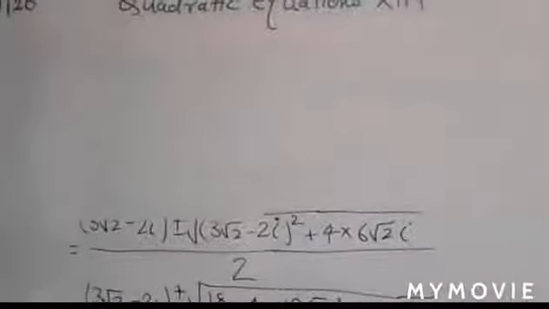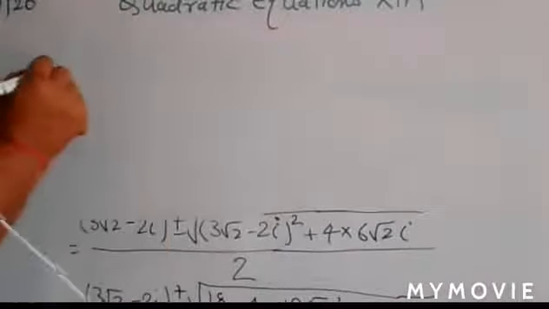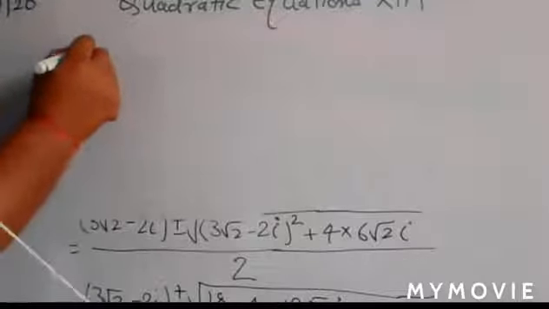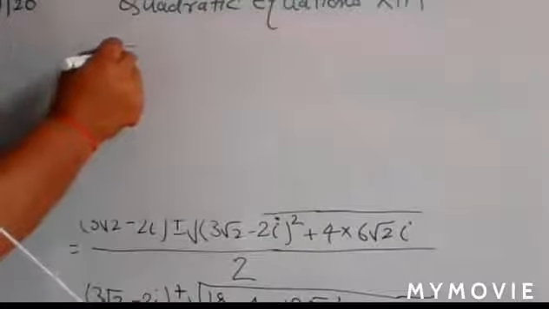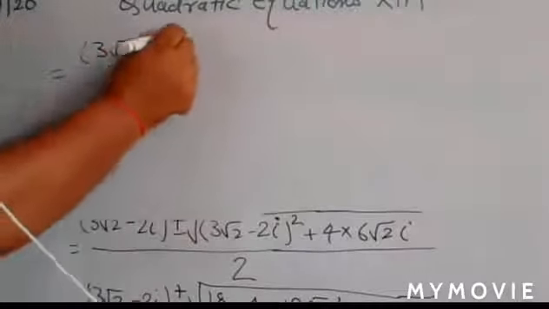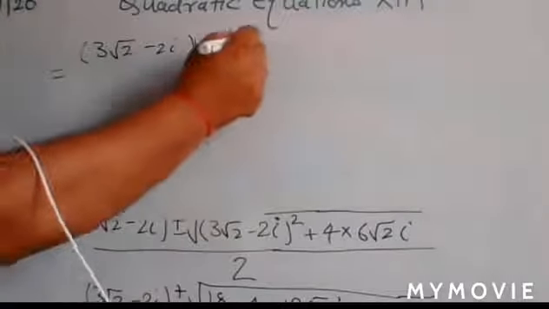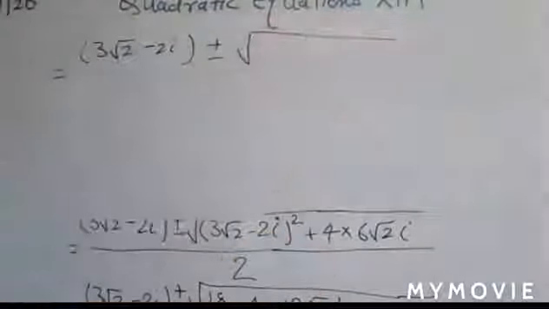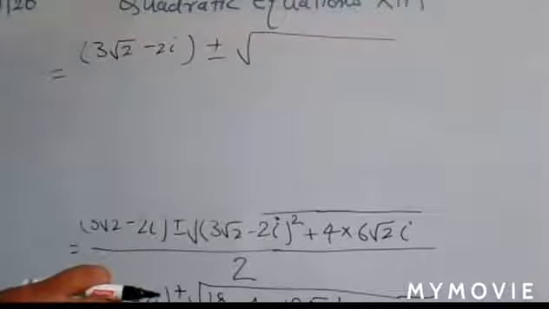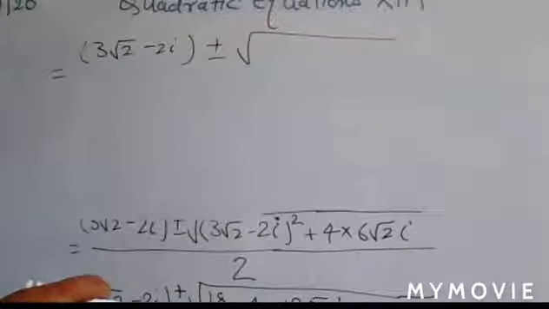Just express it in the form of a perfect square. So here you have 3 root 2 minus 2i, plus minus. Here your middle term is 12 root 2. Understand? 12 root 2. So here you have the square of 2i. So that can be written as 3 root 2 plus 2i whole square.